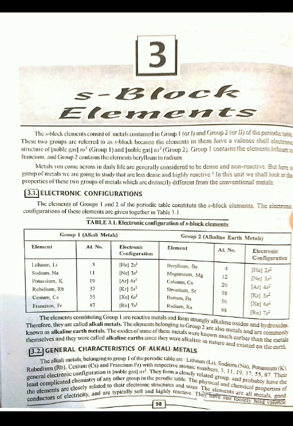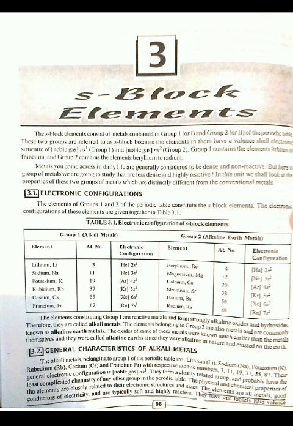Potassium, atomic number 19, electronic configuration argon 4s1. Rubidium, atomic number 37, electronic configuration krypton 5s1. Cesium, atomic number 55, electronic configuration xenon 6s1. Francium, atomic number 87, electronic configuration radon 7s1.